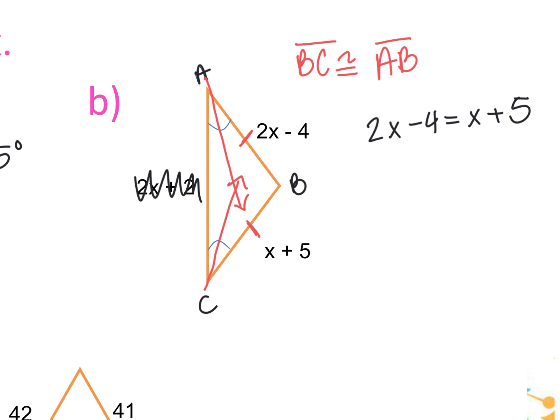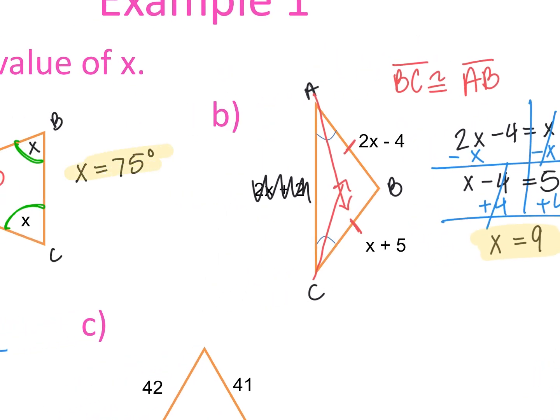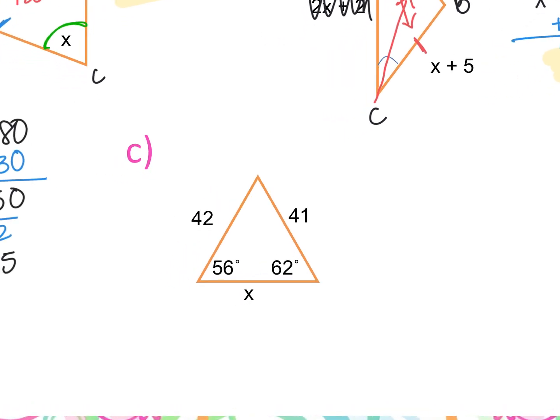All right, good. First thing I'm going to do is subtract my x from both sides of my equal sign. These are going to cancel out. I'm going to get x minus 4 equals 5. Add 4 to both sides. And then I'm going to get my answer, x equals 9. And I'm done. All right, questions on B? All right, let's go ahead and do C.